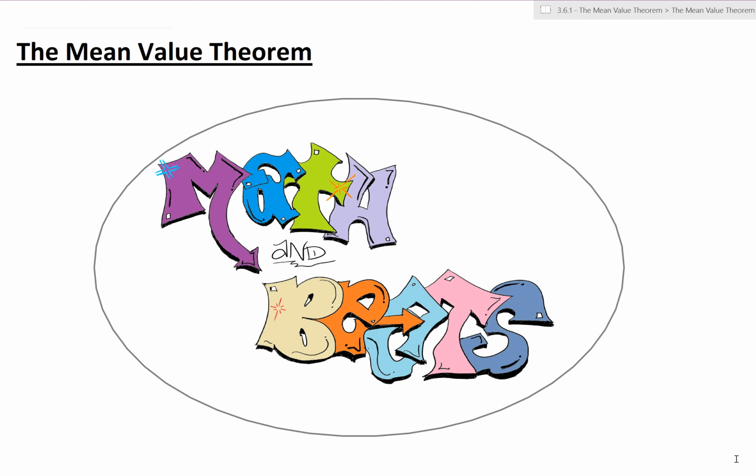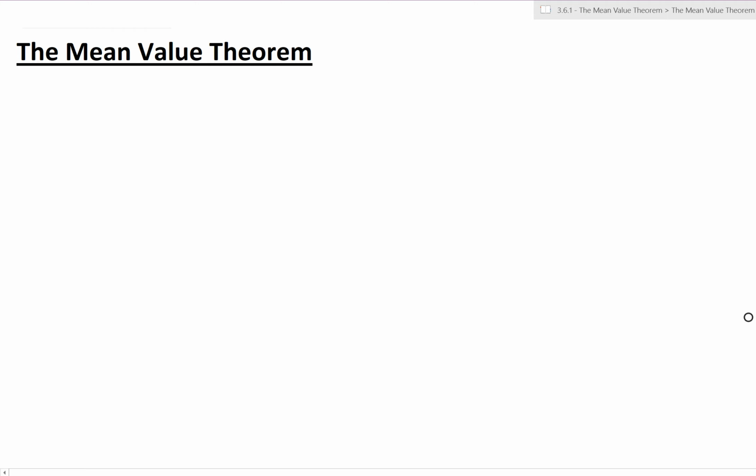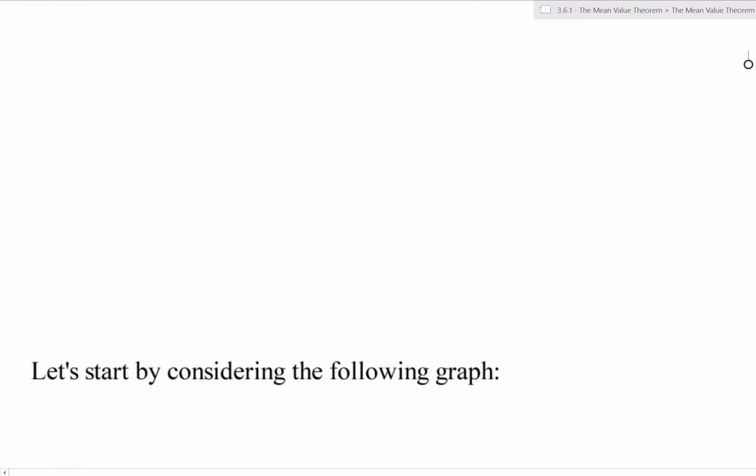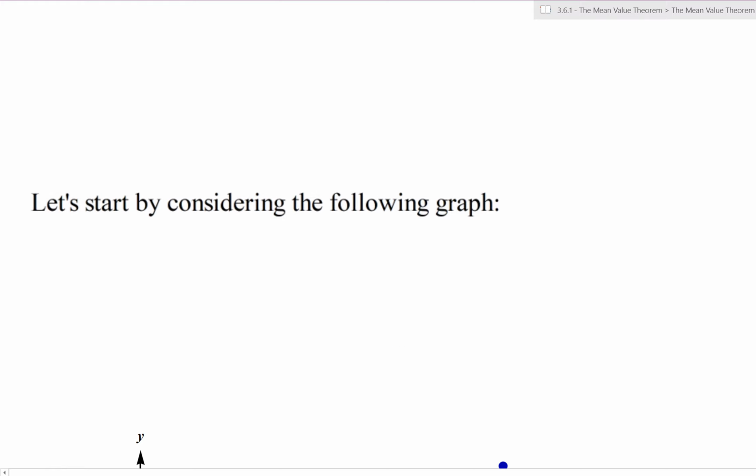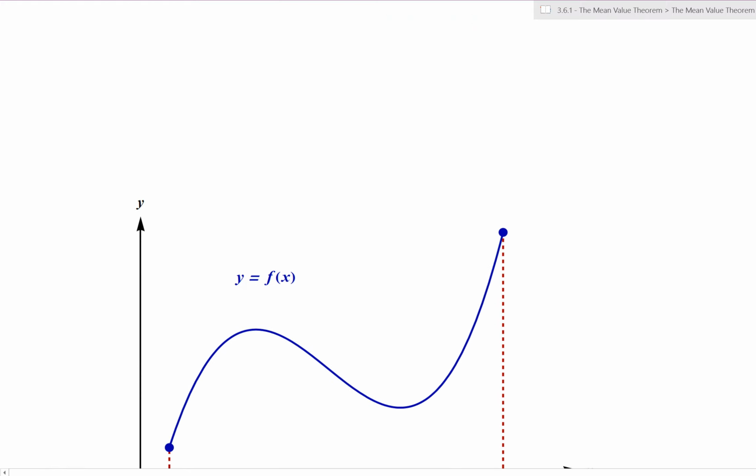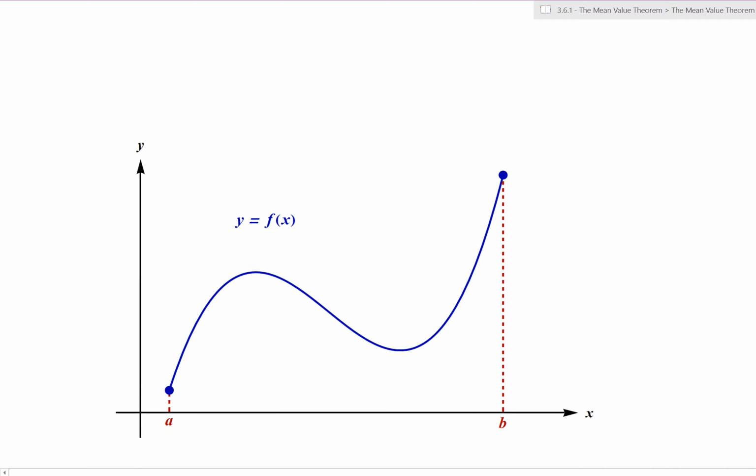In this video, we're going to talk about a theorem, the mean value theorem. What is this theorem? Let's take a look. We're going to start by considering the following graph. This graph right here. So we see we've got a nice function. It's smooth, it's differentiable, it's continuous on the interval a to b.